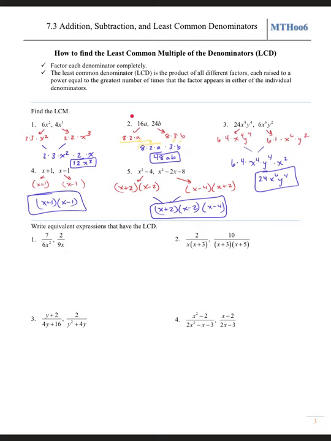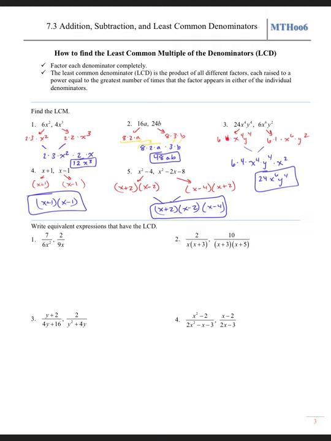Okay, looking at number 2, we notice that they have a common factor of 8, so I rewrote each one. I factored an 8 out, so we have 8 times 2a, 8 times 3b. So then I take the first factors and I rewrite them, and I ask what's missing. Well, we already have an 8, but I need a 3 and I need a b. Multiply together, 48ab.